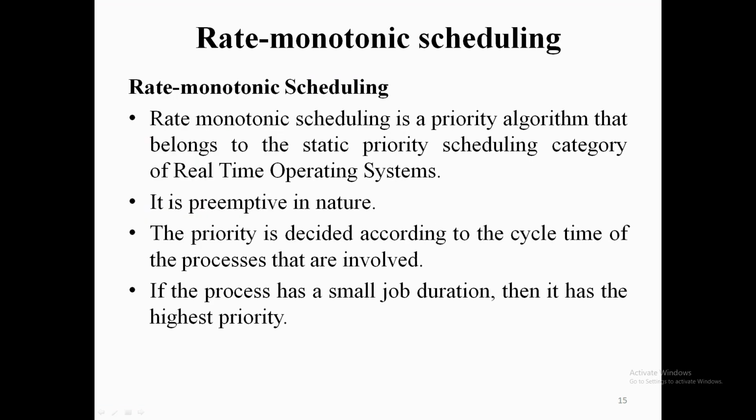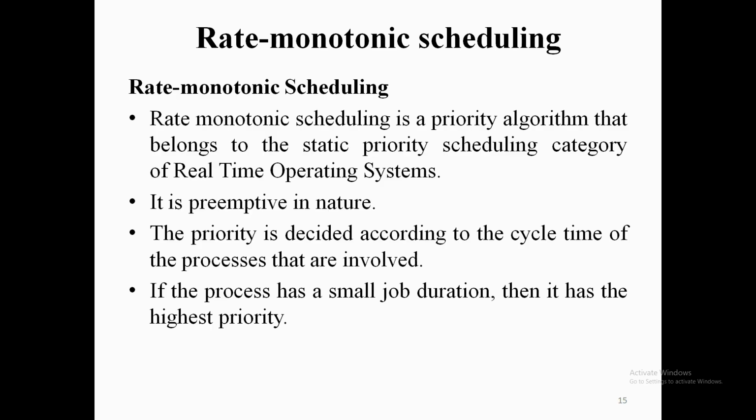So, good morning everyone. In this video, we are going to discuss the next scheduling algorithm, which is rate monotonic scheduling. Rate monotonic scheduling operates depending upon the priority that is given to each and every process, and it is preemptive in nature. That is, the process which is currently executing in the CPU may be taken out whenever a new higher priority process is available in our ready queue, and the priority is decided based upon the cycle time of the processes involved in the execution.